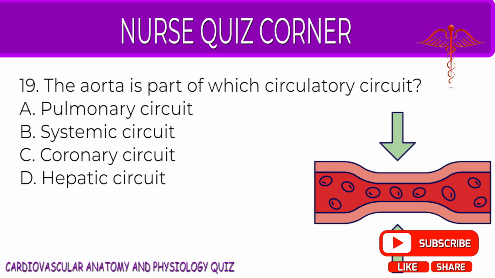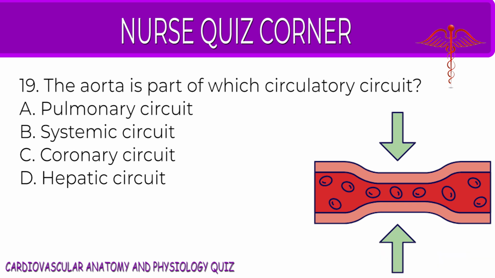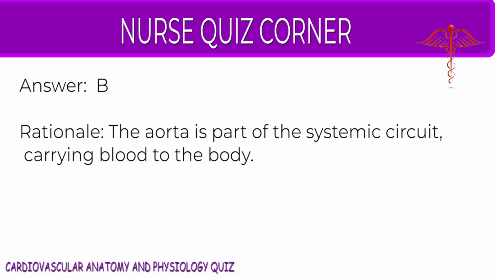19. The aorta is part of which circulatory circuit? A. Pulmonary circuit. B. Systemic circuit. C. Coronary circuit. D. Hepatic circuit. Answer B. Rationale. The aorta is part of the systemic circuit, carrying blood to the body.